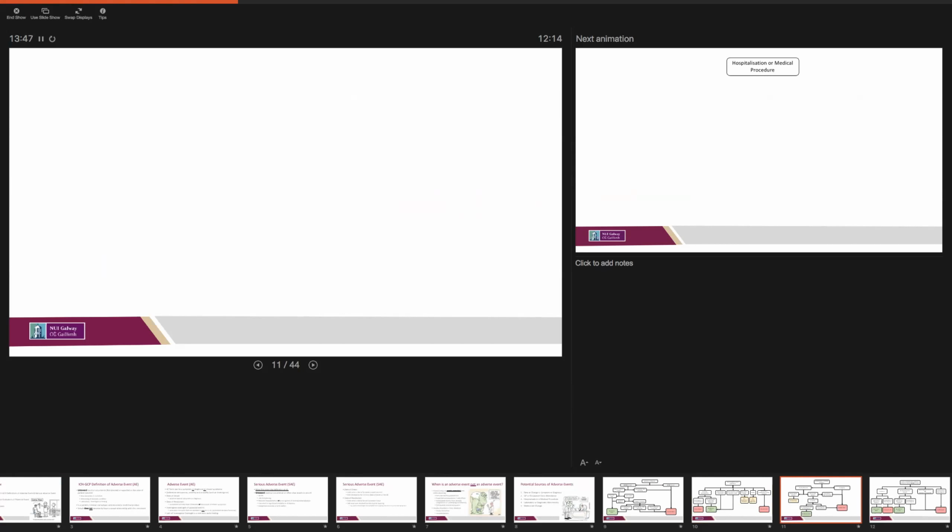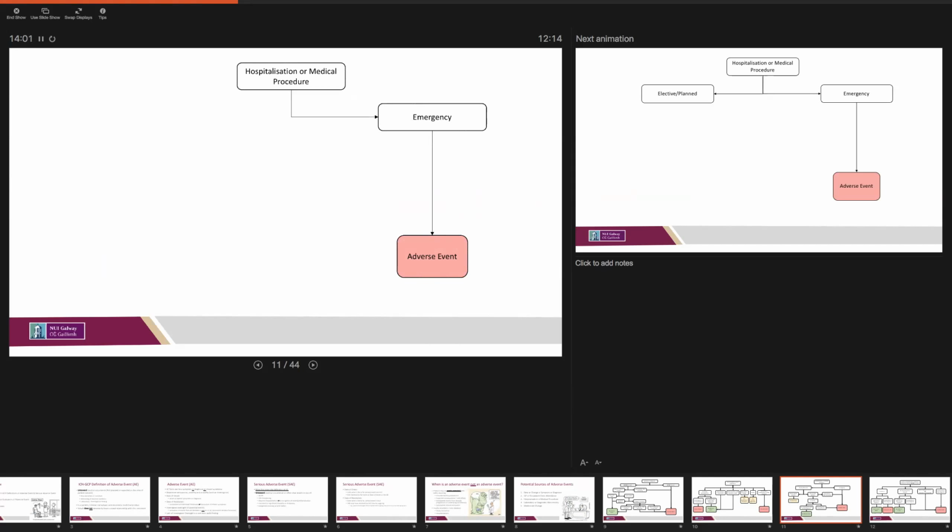So we're moving into the hospitalization and medical procedure section now, and I've split this up into a couple of things. The first element of this is if you have an emergency hospitalization after the time of consent for any reason, or an emergency medical procedure, it's almost always going to be an adverse event. If it's been an emergency, it's highly unlikely it was planned. That's the reason that makes this untoward.